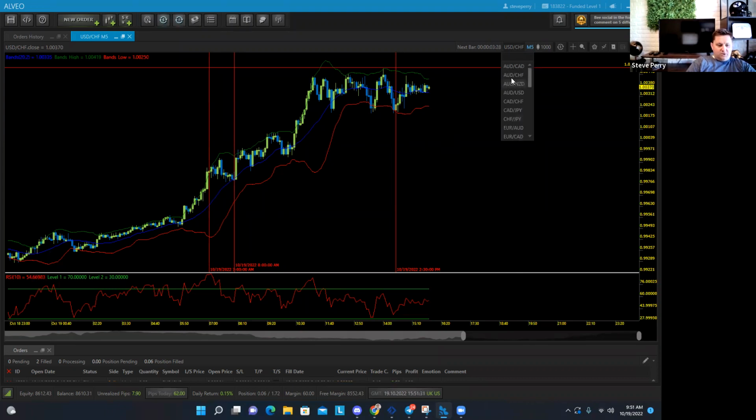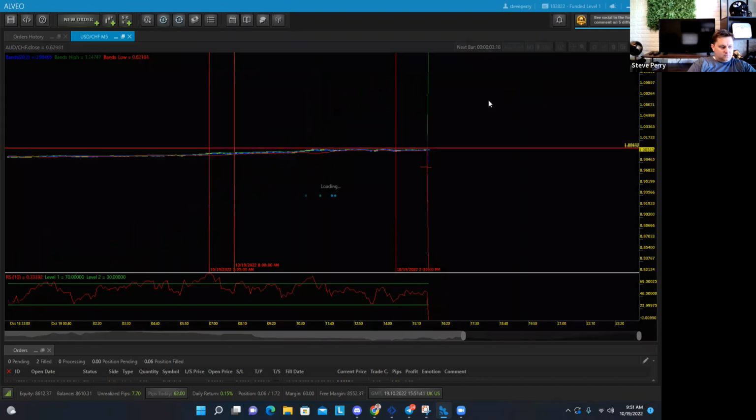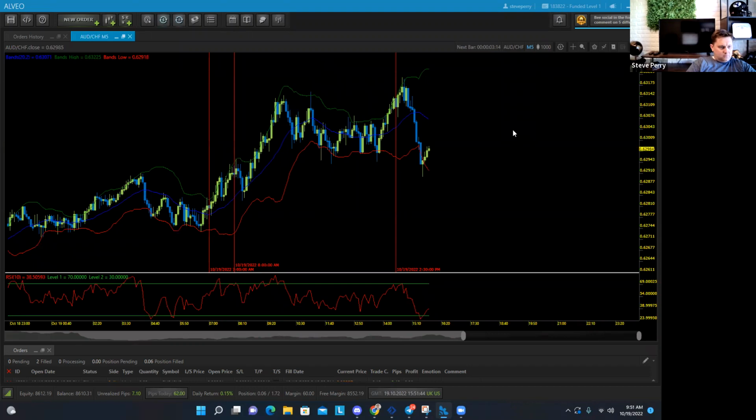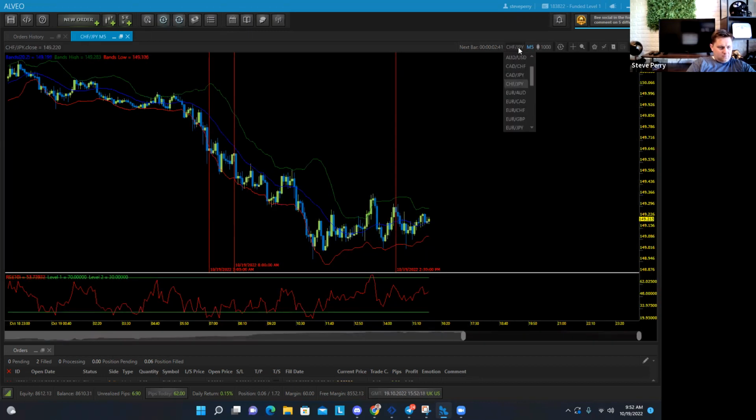Then I'm just going to quickly scan some of these other pairs. How did I miss this one? Was I just talking? Oh, no, we're not trading the Aussie. That's why. I was like, dang, this would have been a great opportunity to buy right there. But yeah, we're not trading the Aussie today. Nothing there.